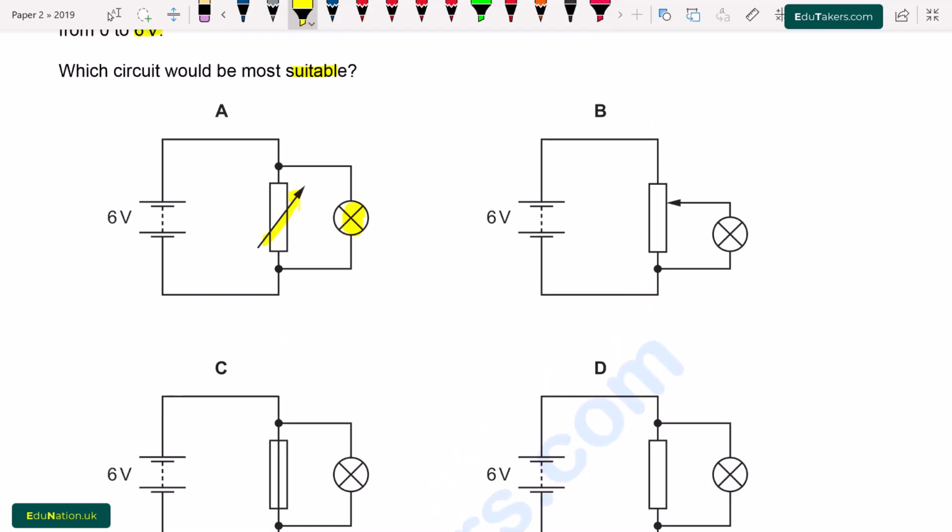Here in B, we can see an arrow is shown. This is basically used to change the potential. This arrow can slide over the resistor so that the potential difference changes. Only option B is correct, because of this arrow, we can move it and change the value of potential difference.